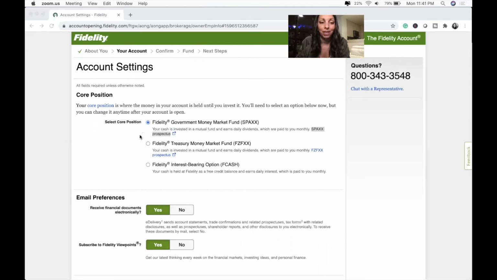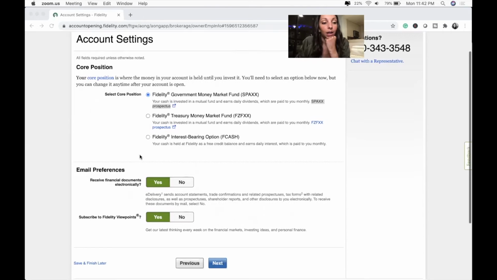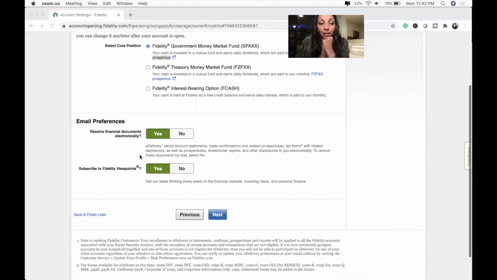And if you really wanted, you can call them and ask them which one's paying the highest interest if you plan on keeping a large amount of cash. If you're only going to have a little bit of cash in there, it doesn't really matter at all. Email preferences, of course, electronic.